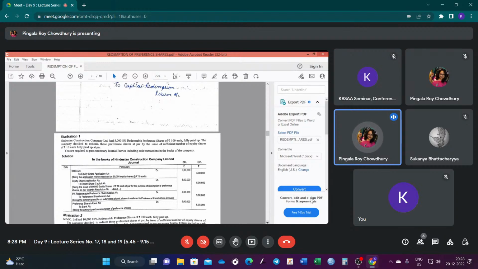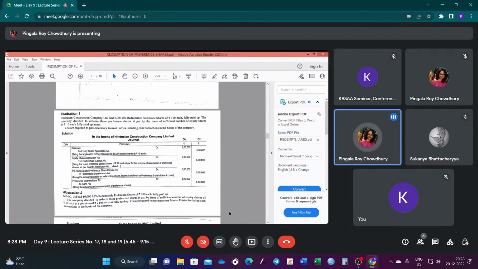Now we will first start with the issue of shares. Bank account debit to equity share application. We are issuing shares of a total of 5 lakh rupees, and equity share application debit to equity share capital. There's no premium involved, so naturally there will be only equity share capital created for rupees 5 lakh. Now coming down to the redemption entry: 8% redeemable preference share capital account debit 5 lakh to preference shareholders 5 lakh, and we need to pay them. So preference shareholders account debit to bank 5 lakh.